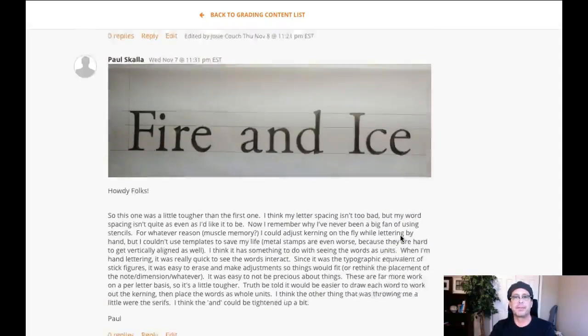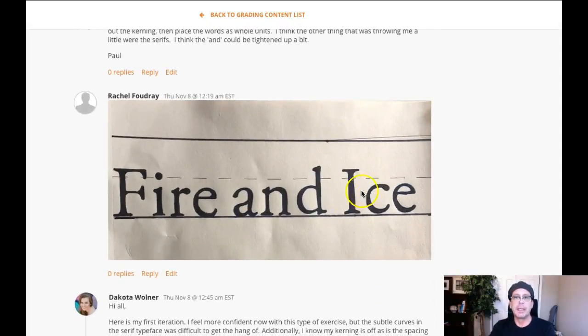I think the first thing that we're seeing here is the misplaced mean line. Okay, so that mean line, that's not a mean line. A mean line, of course, is the x height. It's a line that runs across the x height of the lowercase letters. So that is not a true mean line.